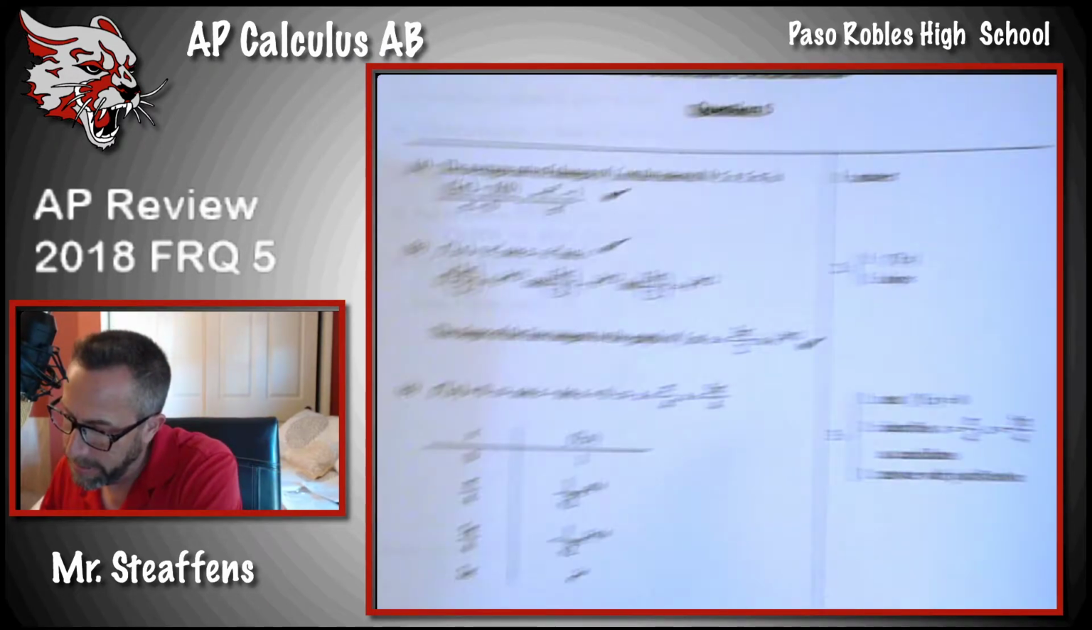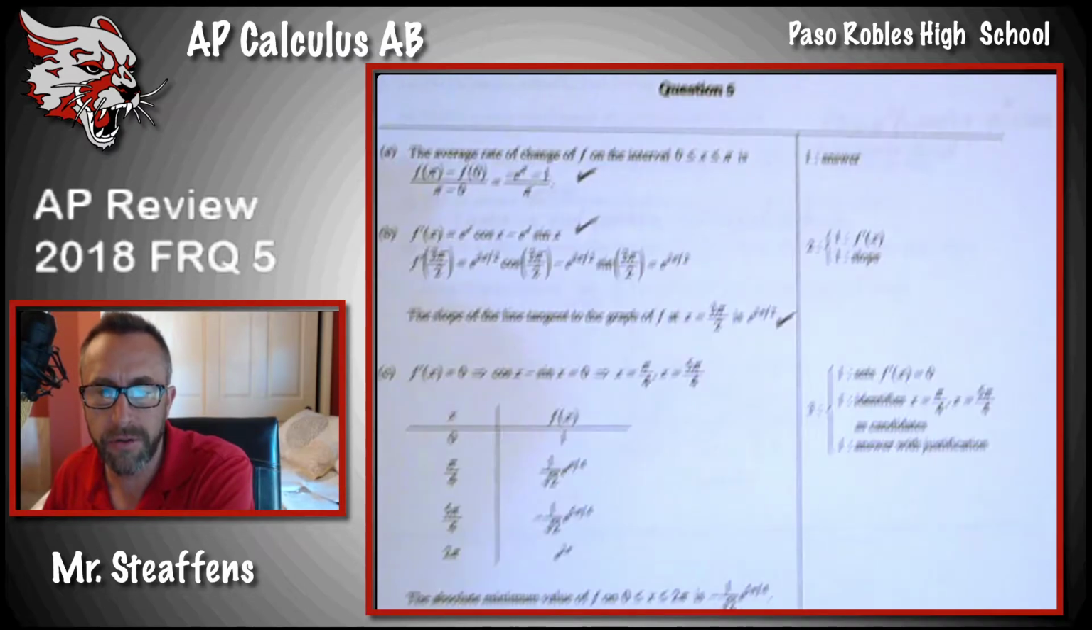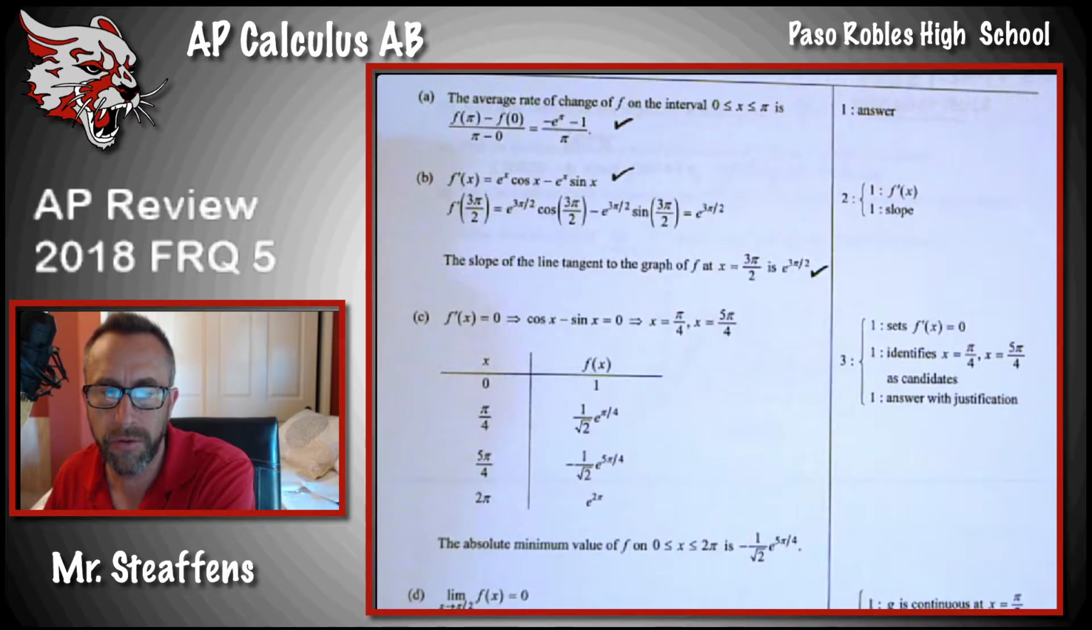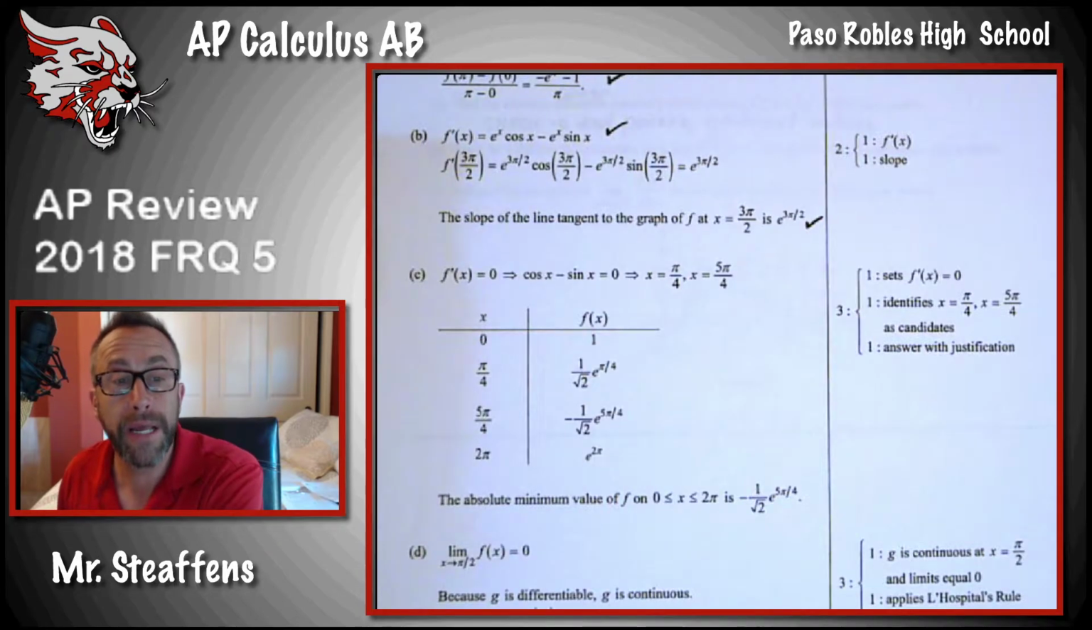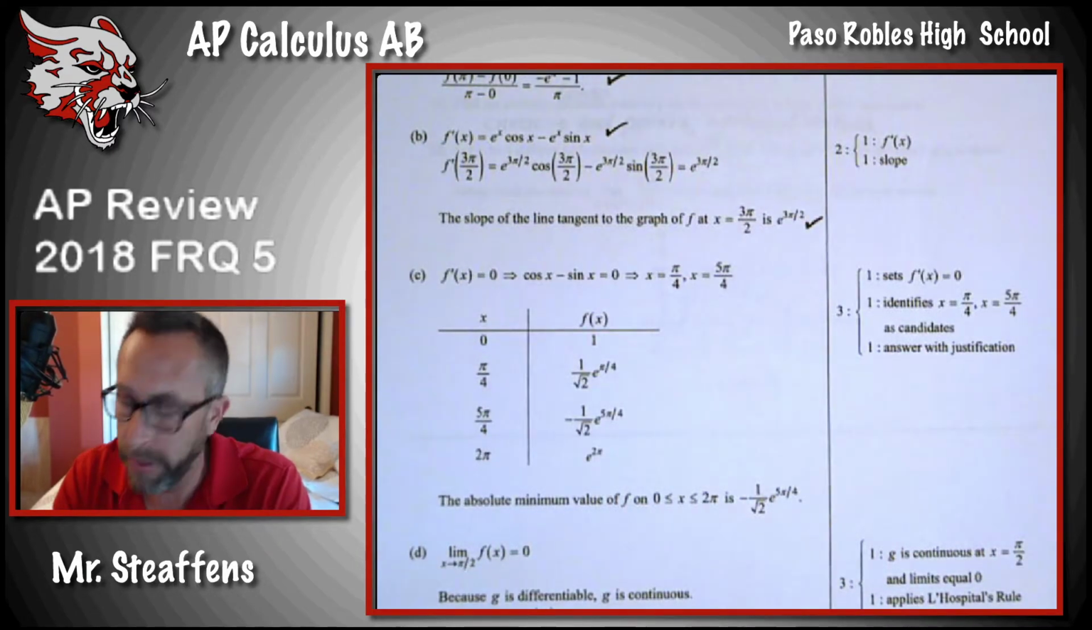See what they did. I can see they already have a table. So if I was doing an AP test and I saw a minimum value or maximum value question, I would make a table. I would put the two endpoints, right?